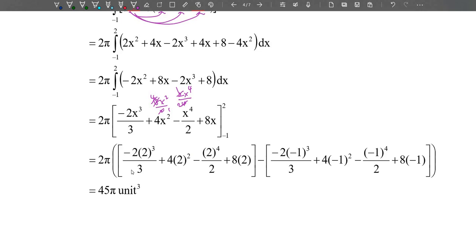Then substitute the value of the upper boundary minus the substitution of the lower boundary. Hence, we have the final answer. The volume will be 45 pi unit cube. That's all for the cross section parallel to the y-axis.